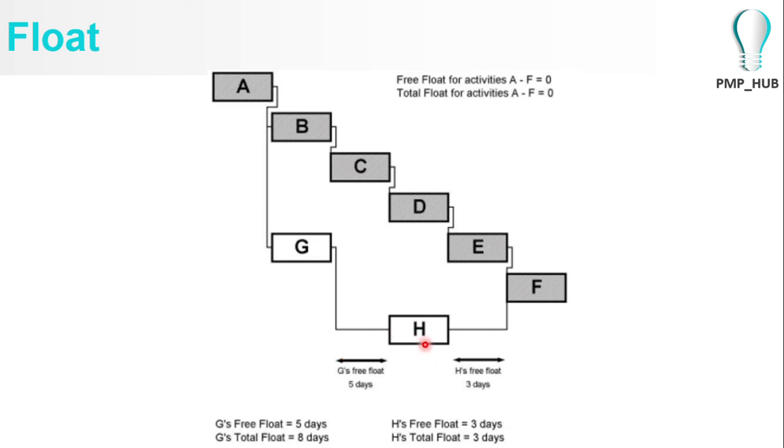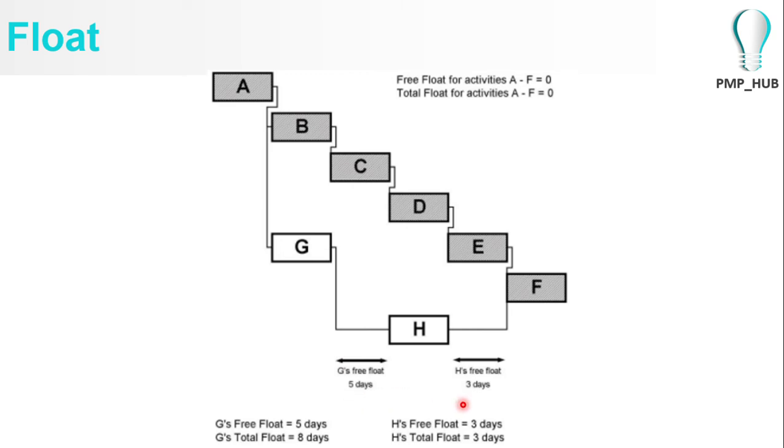Together with that, if activity H can be delayed further for 3 days, then activity G can be delayed for 3 plus 5 days, so 8 days. So G's free float would be 5 days, the number of days that G can be delayed without affecting H's earliest start date. And G's total float would be 8 days, because if H can also be delayed for 3 days, the total float available for G will be 5 and 3 days together.